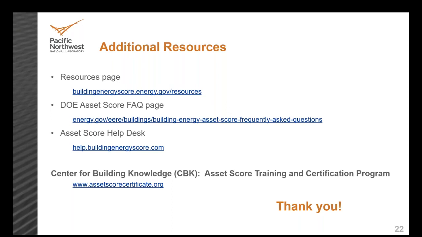And I do want to, finally, point out that the New Jersey Institute of Technology's Center for Building Knowledge has recently launched an Asset Score training and certificate program. The training program is organized into 13 individual training modules delivered online. Upon completion of the modules and successfully passing an online assessment, you can receive a formal certificate of completion. Connect to assetscorecertificate.org for more information and to register.